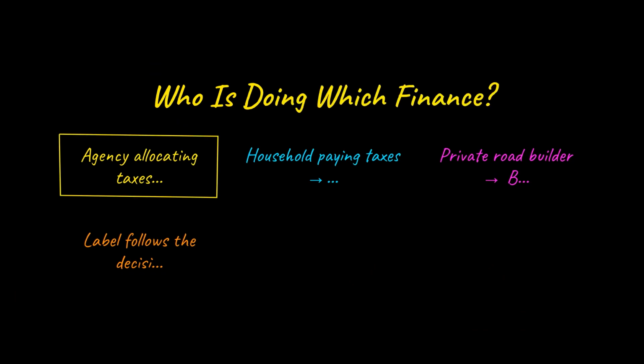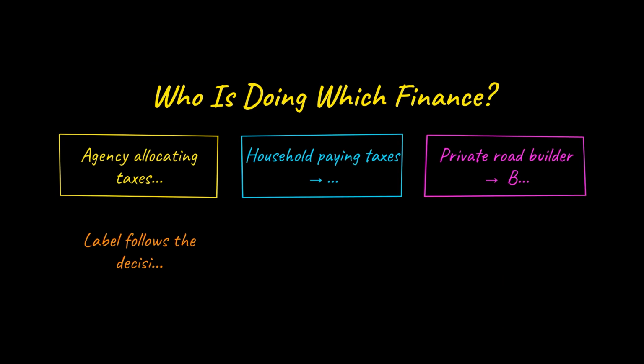A common exam trap is confusing the actors. The category attaches to the entity making the financial decision, not to the source of the money. A household paying taxes is doing personal finance. The government agency deciding how to spend those taxes is doing public finance.